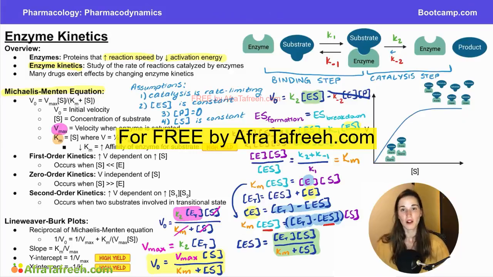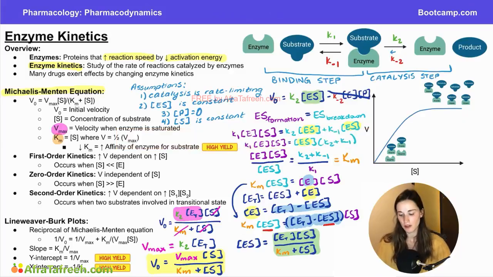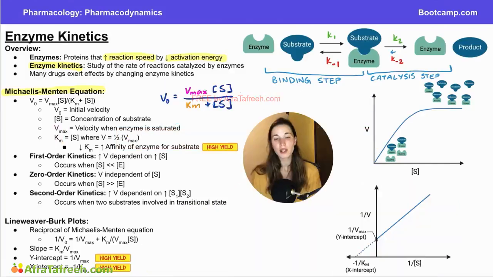All right, I'm going to erase all of this math and we're going to talk about what these terms actually mean. So in the Michaelis-Menten equation, V naught describes the initial velocity of an enzymatic reaction at a particular substrate concentration. The V max is going to be the maximal velocity that the enzyme is able to achieve, which occurs when the enzyme is entirely saturated by substrate.